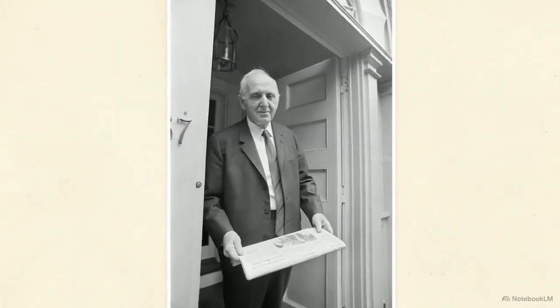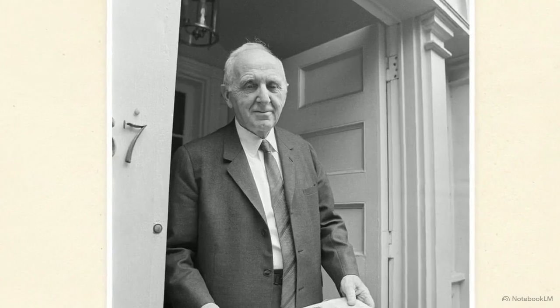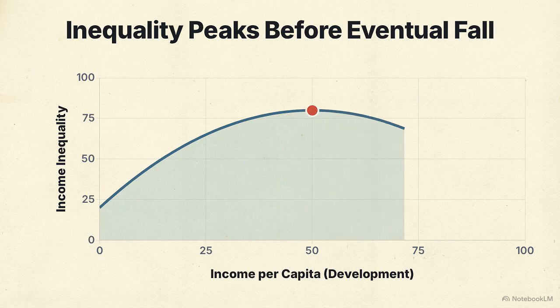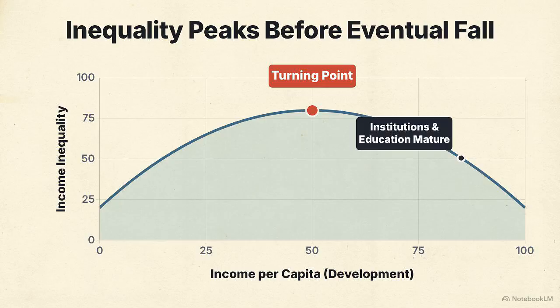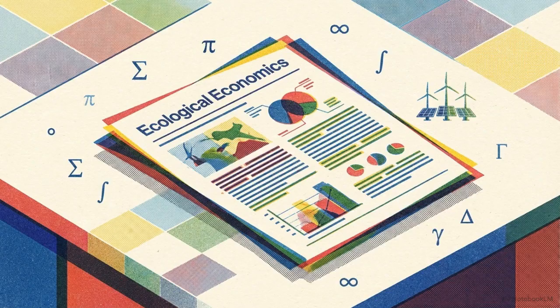In the mid-20th century, economist Simon Kuznets identified a different pattern regarding wealth. He demonstrated that as a society develops, income inequality initially rises, but eventually falls, forming an inverted U-shape as institutions and education mature. Environmental economists later adapted this inequality framework to address pollution and resource extraction. They proposed the environmental Kuznets curve, or EKC.